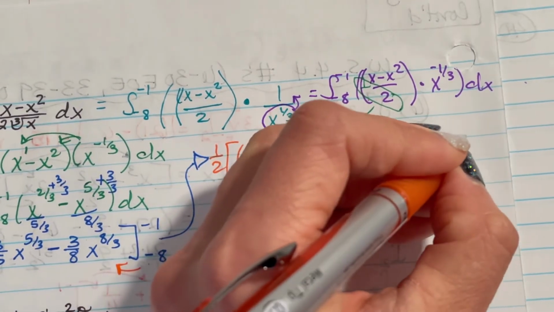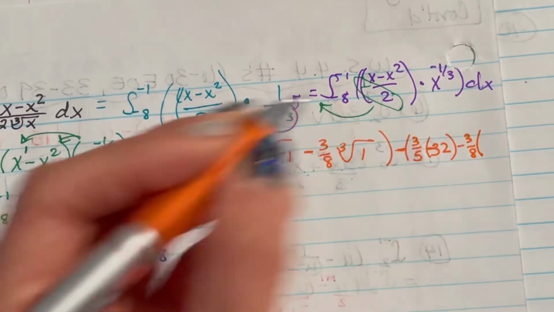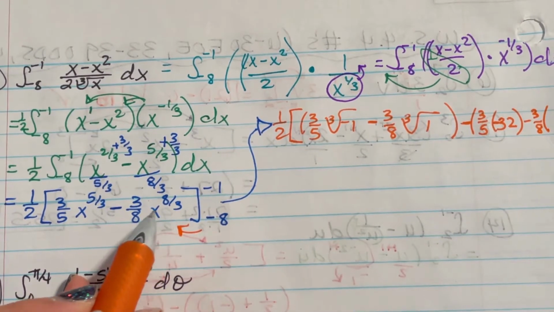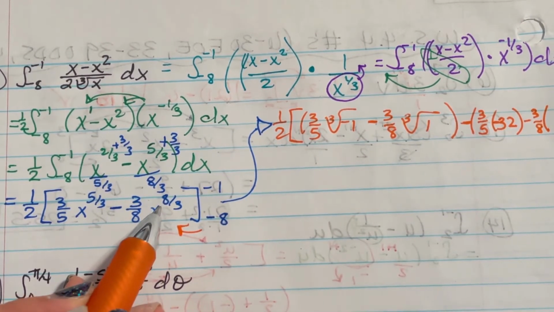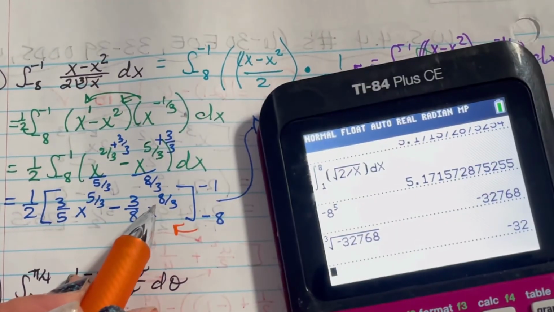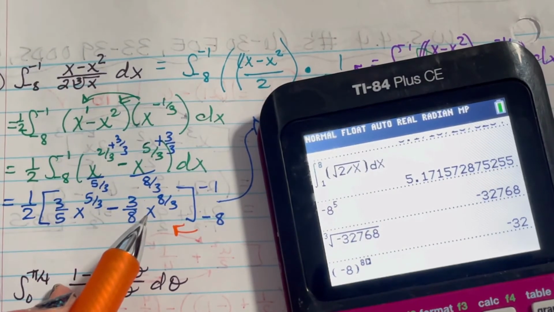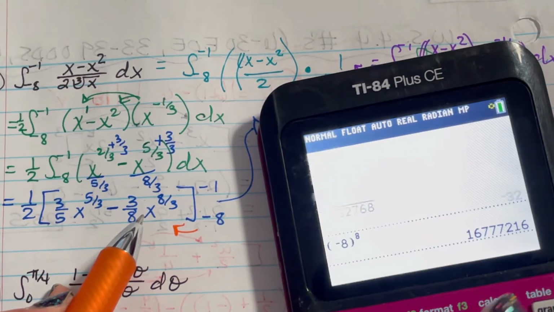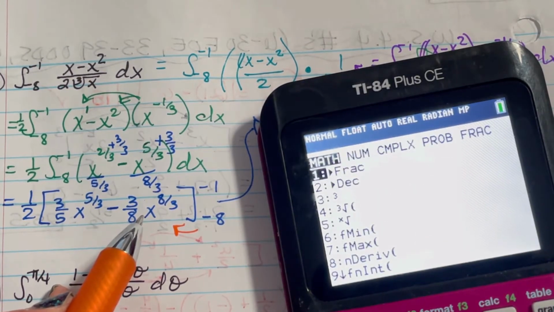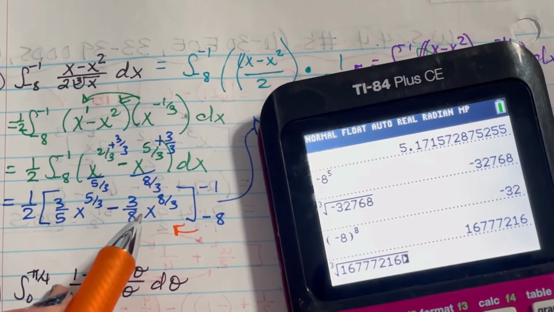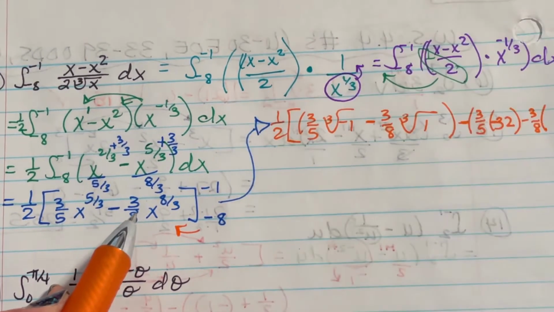All right, minus 3/8 times, now I've got to plug in a -8 into this one. Remember, it's the cubed root of -8 to the 8th power. A negative number raised to an even power is going to make it positive. Just to show you that, -8 to the 8th power is a positive number. But now let's take a cubed root of that. Math 4 of 16777216, and I get 256.